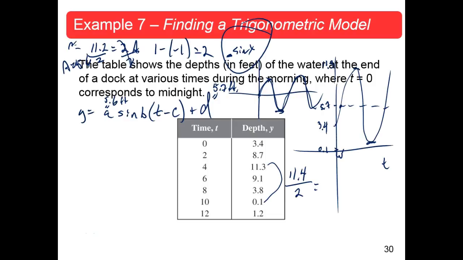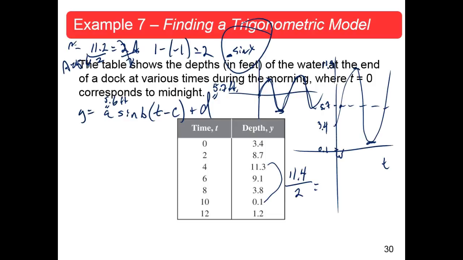So there's half a period from, now the period is related to the time, the horizontal axis, okay? That's the x-axis, except now it's the t-axis. So the difference between 4 and 10, how much is that? 6, and that's going to be half a period. So what's your period? 6 is half a period. What's the full period? 12.